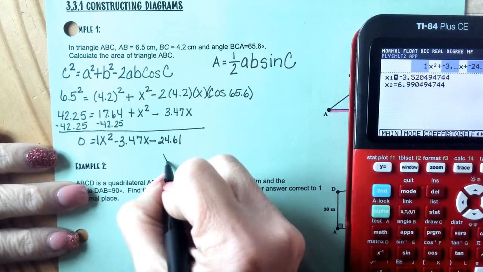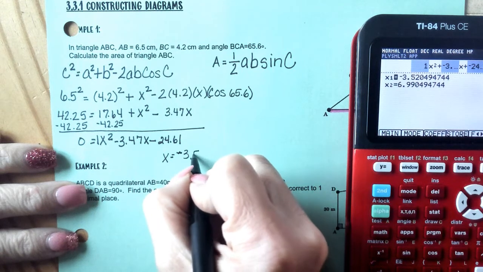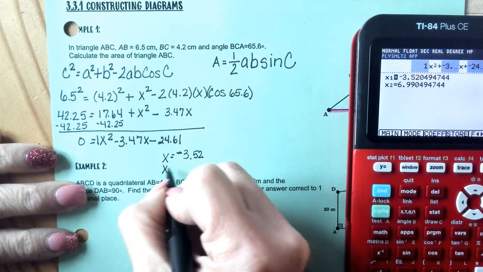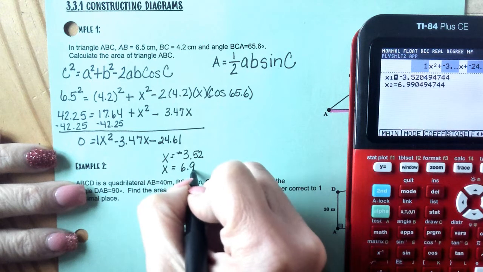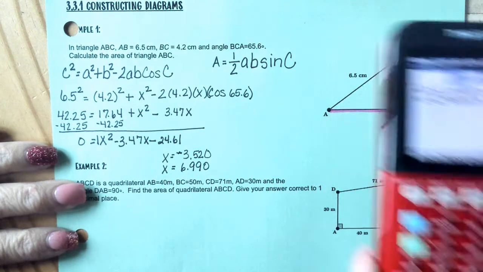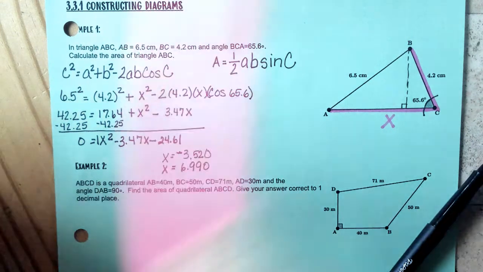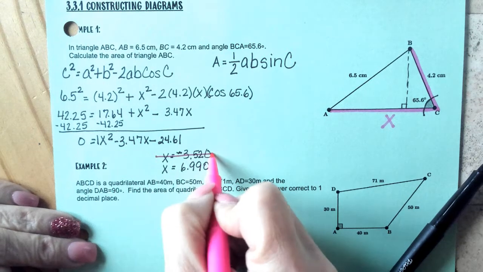I get x equals negative 3.52 and x equals 6.99. I'm just going to put 0 on both of those. So I'm finding the length. Length can't be negative, so I'm going to mark that one off and say it can't be that one.